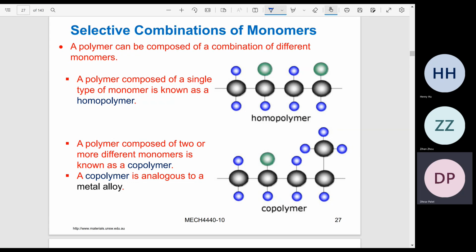Selective combination of monomers. A polymer can be composed of a combination of different monomers. A polymer composed of a single type of monomer is known as homopolymer. A polymer composed of 2 or more different types of monomer is known as copolymer. A copolymer is analogous to metal alloy.